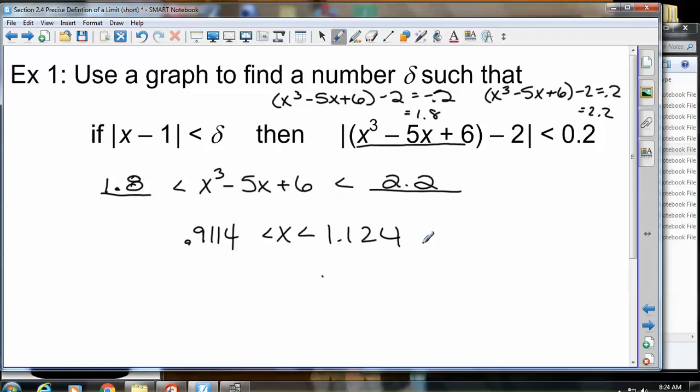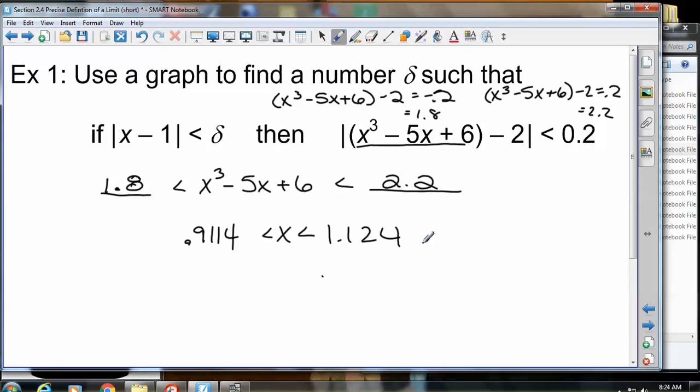Okay, so we actually found that if I want the actual y value to be within 2/10 of the actual limit, then my x value had to fall between these numbers. So if you picked an x in this window, it would give you a y that fell in this window.